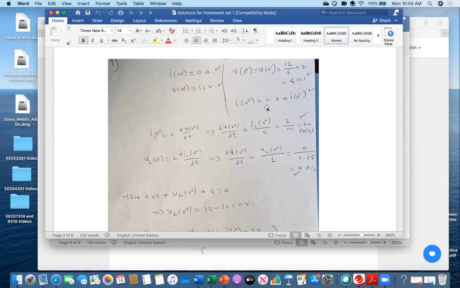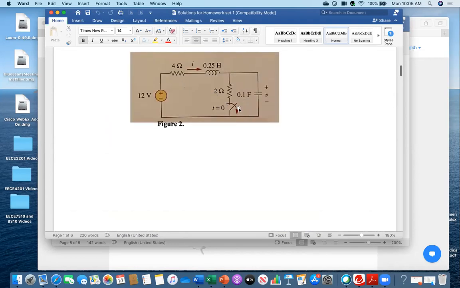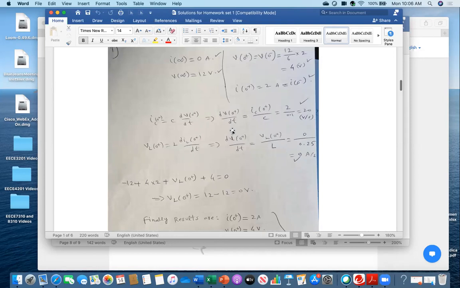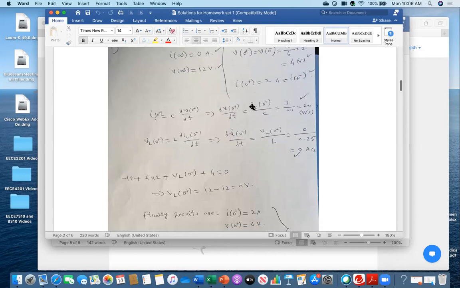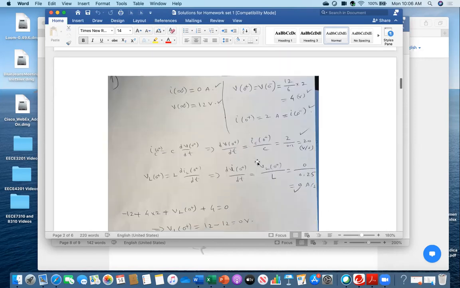What is your IC0 plus? Which is 2 ampere, the current at 0 plus. Because this is a series circuit, when it is opened, the 2 ohm is disconnected, and the same current is flowing. So that's why I0 plus is 2 ampere, that is your IC0 plus. And then 2 over C, where the C value was, I think, 0.1 farad. Dividing, I got 20 volt per second. The unit is volt per second because it is dV by dt.